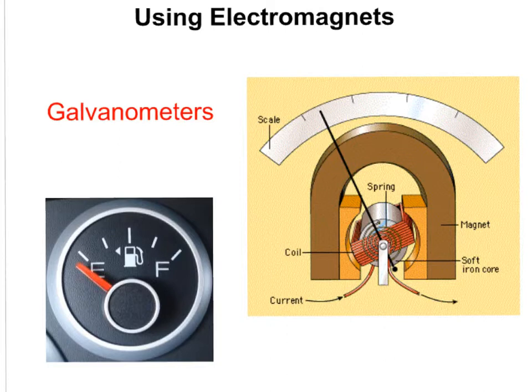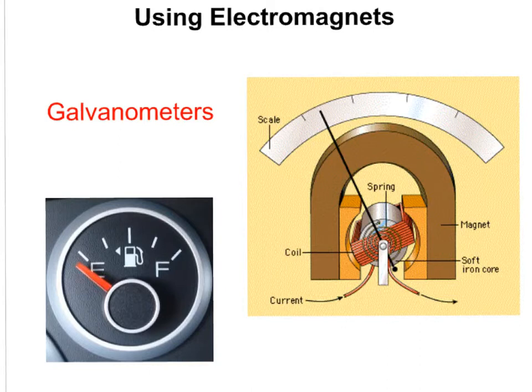Another use for electromagnets are galvanometers. Those are simply devices that use electromagnets to measure electric current, and that sounds like a big fancy thing, but you all have seen these. Your gas gauge is a galvanometer.